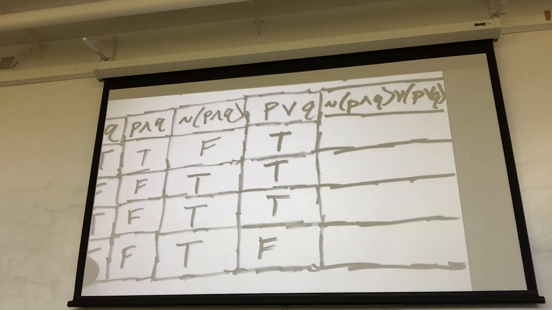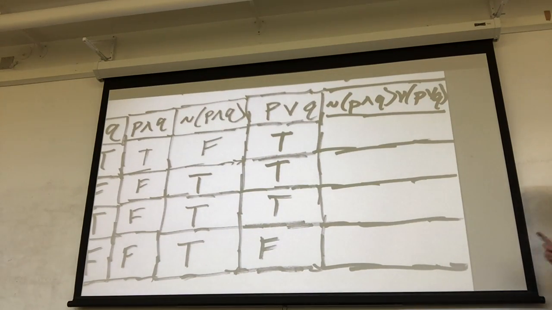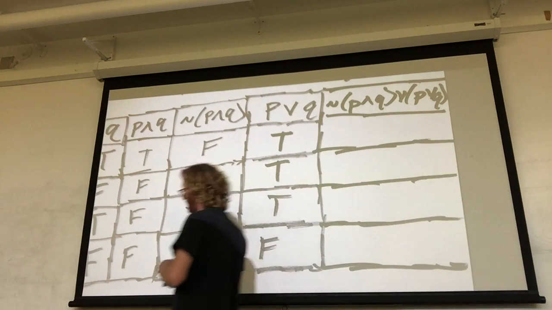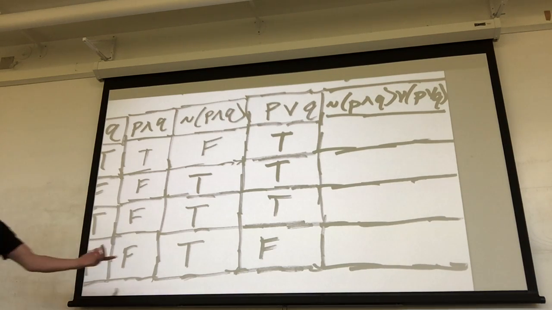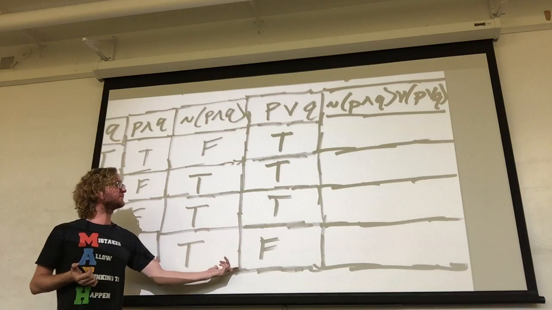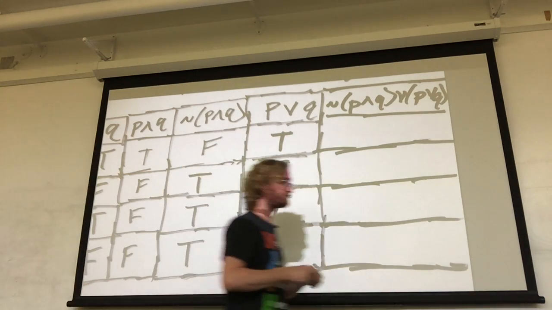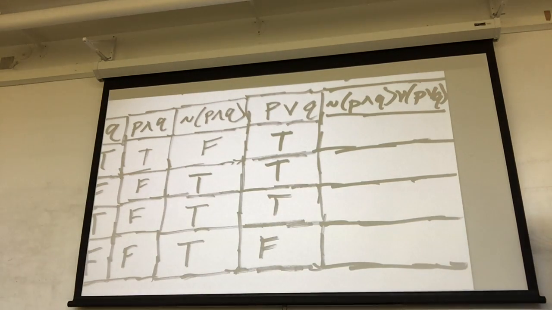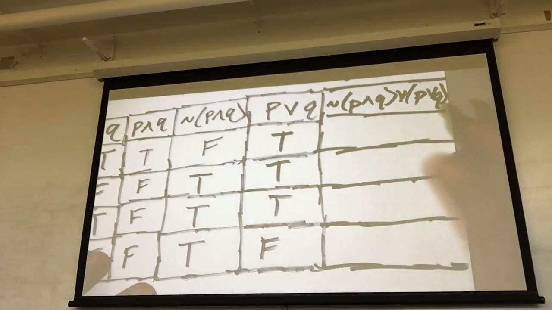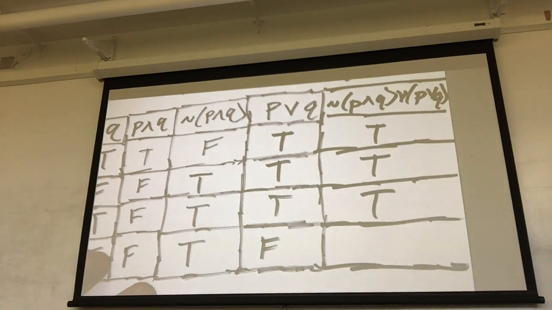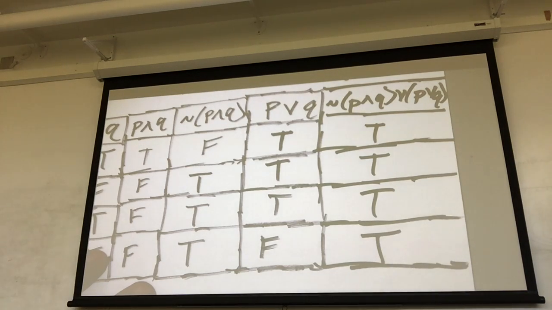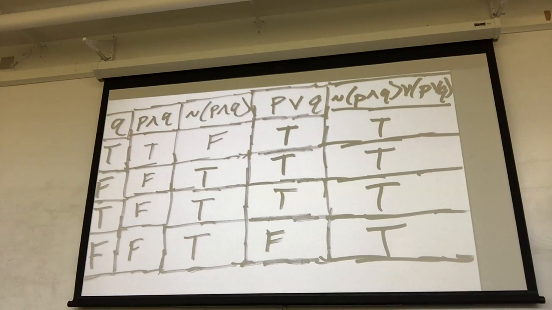Okay, so here we're at right now. We have the negation of P and Q, we have P or Q, and we're going to talk about the union between the negation of P and Q and P or Q. So this is an or statement. Either of these statements can be true. So what do we end up with? False or true? True. True or true? True. True or true? True. True or false? True. And so all of it ended up being true.